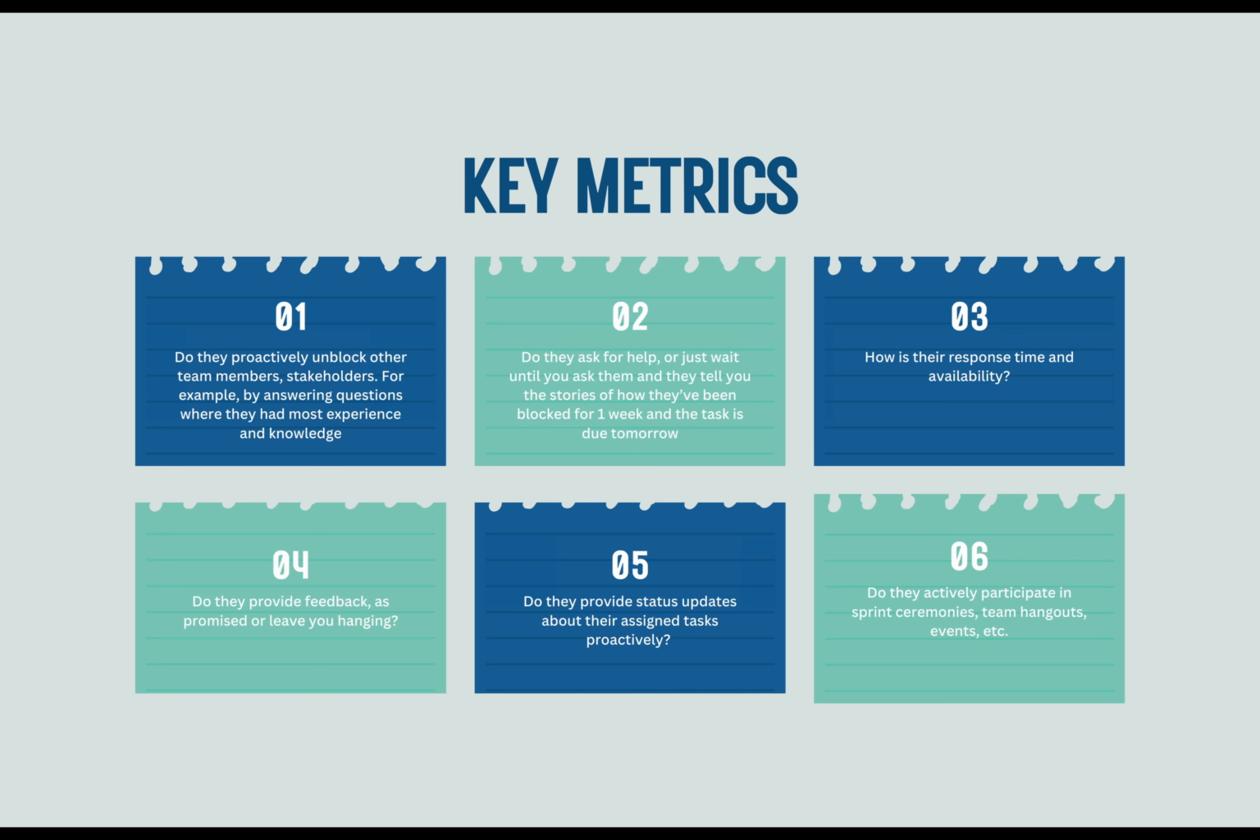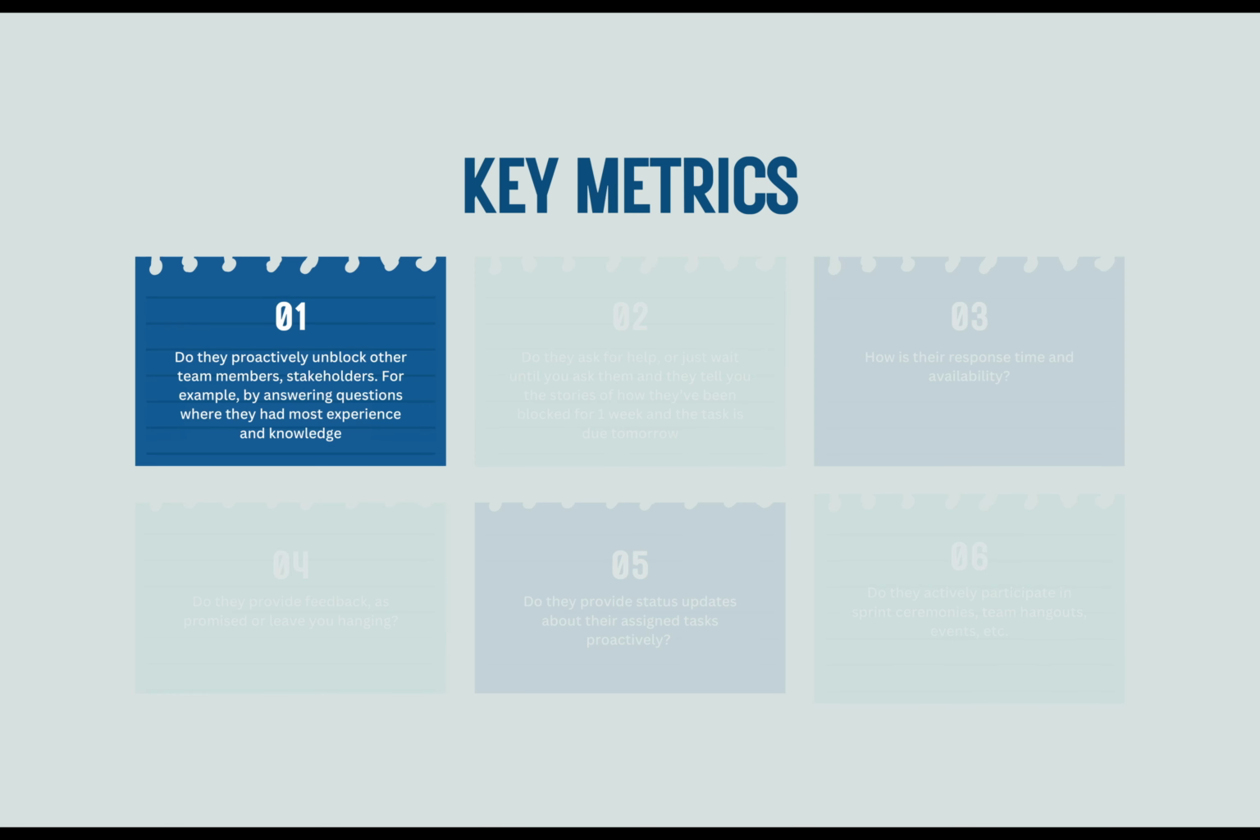Number four, you can look at do they provide feedback as promised? Say they have acknowledged a particular task that they are going to provide feedback on. Do they provide the feedback, or do you have to still pursue them to get the same feedback? Number five, you want to look at, do they provide status updates about their assigned task, so that the team can identify any blockers early on and unblock, and so on and so forth. Number six, do they actively participate in sprint ceremonies, team hangouts, events, and so on and so forth. So let's look at this in detail, one after the other, starting with the first one.